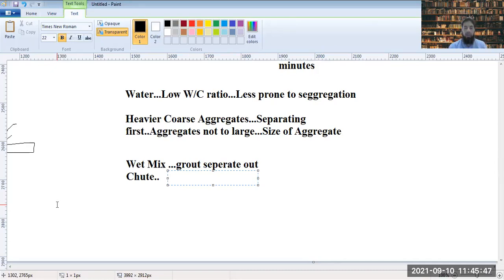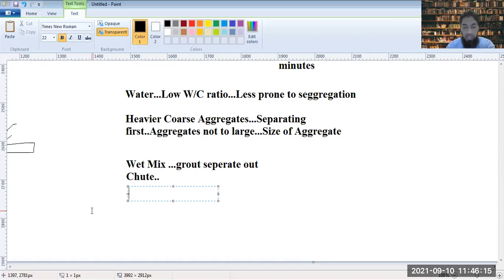And जब आप height से उसको fall करवाते हो, what happens is that gravity comes into action. So gravity pulls the heavier particles first. So it's actually separating the heavier particles first, and they move out. वो पहले चले जाते हैं, और बाकी बचता है cement, sand, paste with water, और वो बाद में आता है. So it's actually segregating during that process.